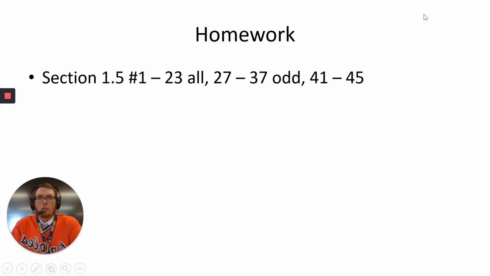Please make sure you're showing your work. I know it's tempting not to show your work, but we need to be in the habit of doing that as we're looking at these questions. So make sure that you're showing your work on each scenario.